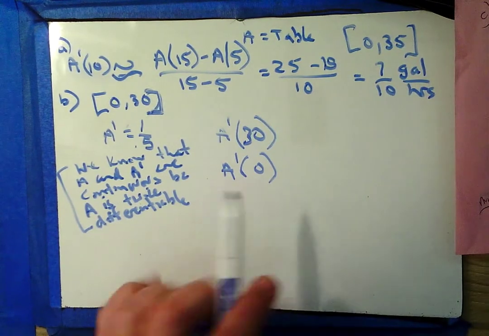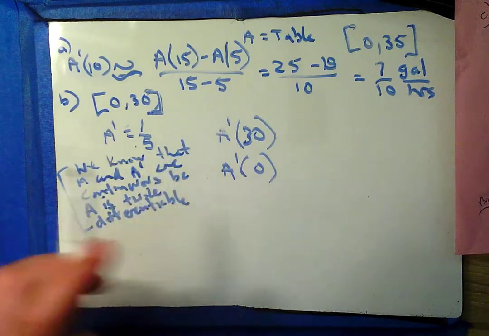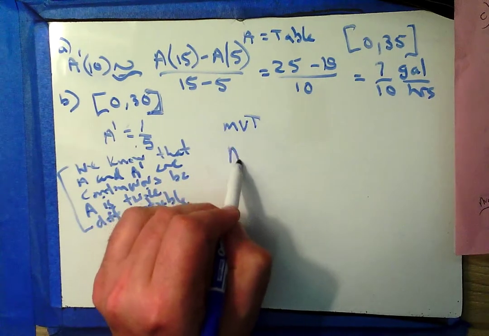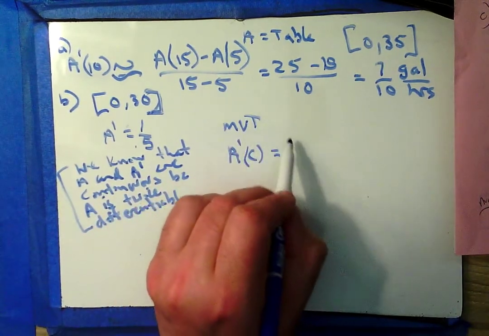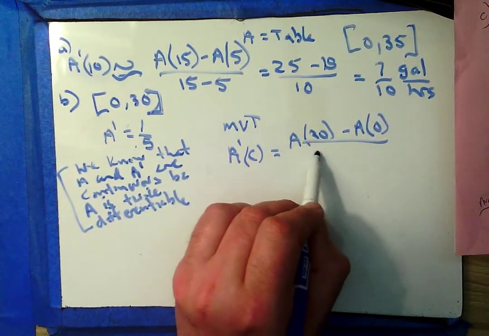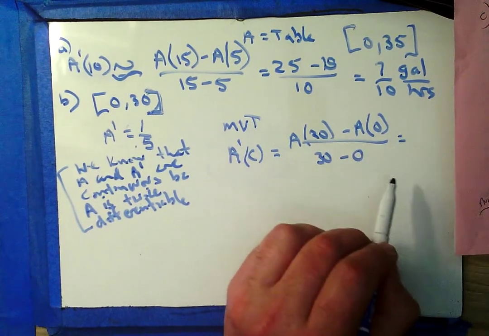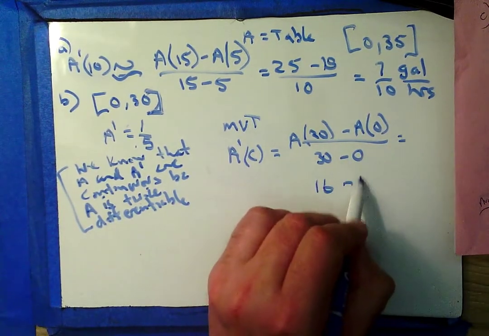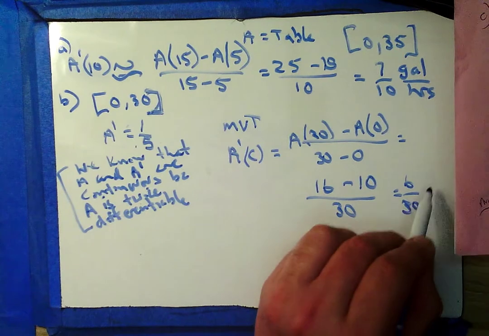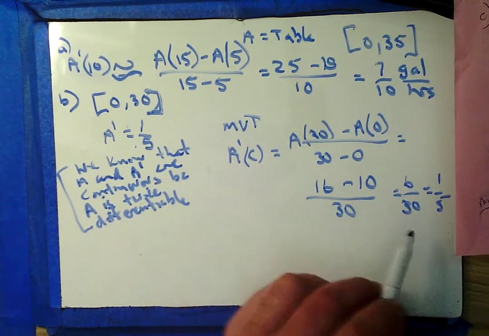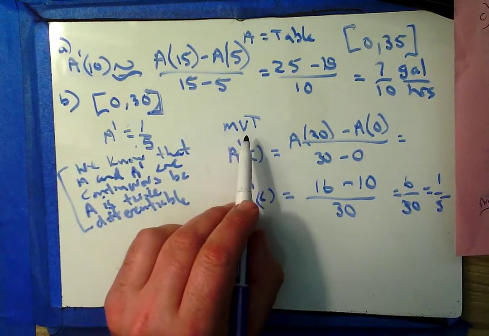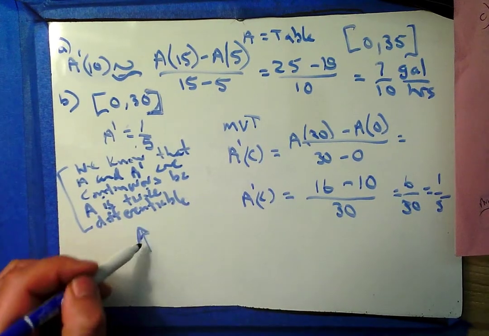But I think instead, since I don't have A prime values, but I do have A values, I actually want to use MVT. And MVT says A prime of C equals A of 30 minus A of 0 over 30 minus 0. So A of 30 is 16, A of 0 is 10, over 30, and we end up with 6 over 30, or 1/5. Aha! So A prime at some point equals 1/5. According to MVT, we are guaranteed, because we've met the preconditions.